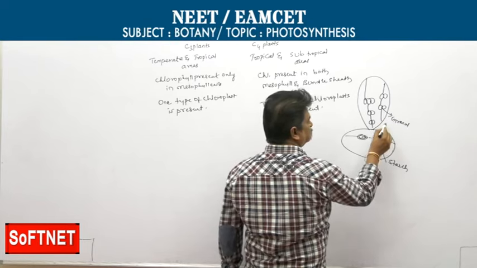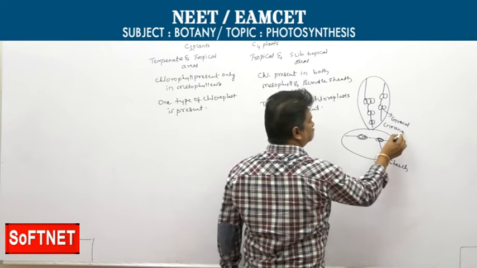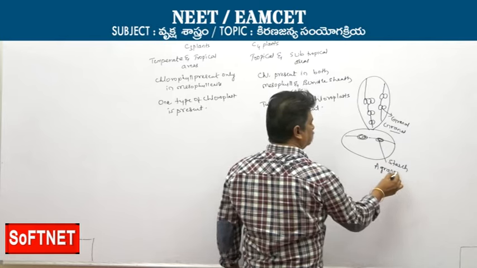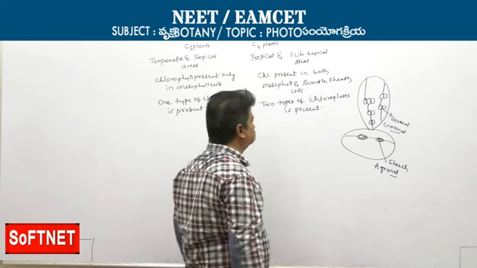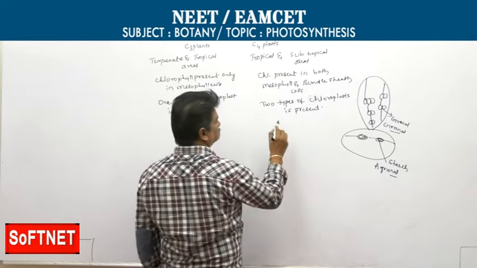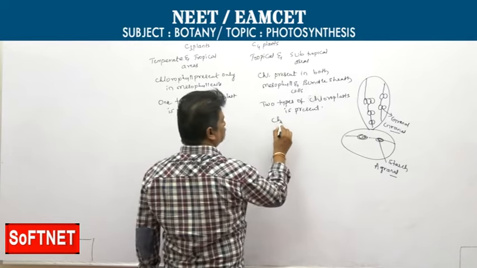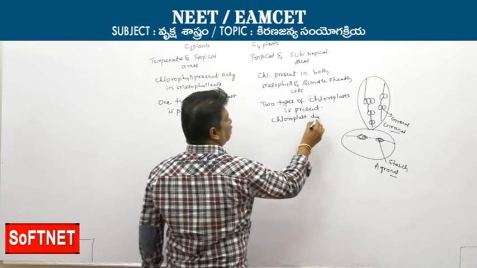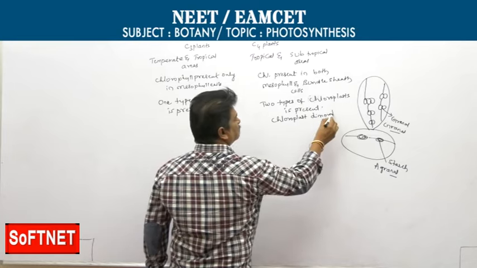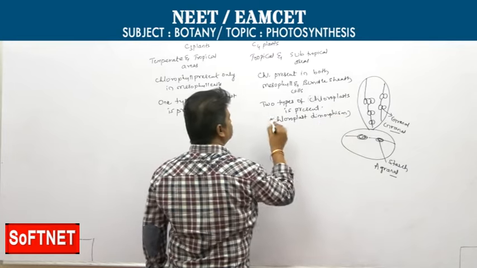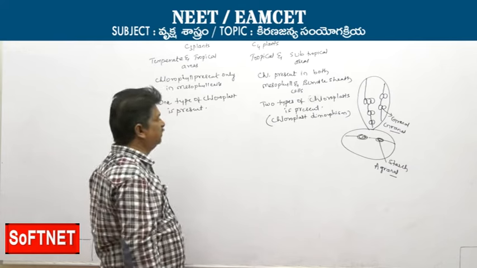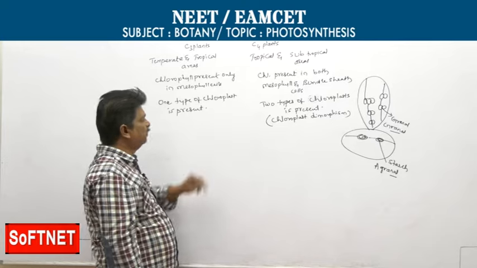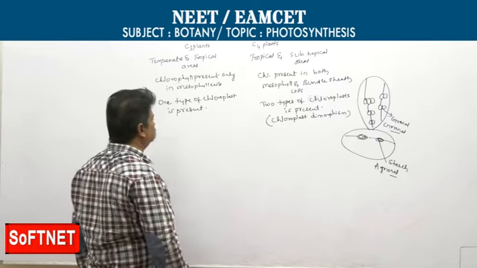So, mesophyll chloroplast is called granal and bundle sheath chloroplast is called agranal. So, rightly it is called chloroplast dimorphism. Chloroplast dimorphism is exhibited by C4 plants. C3 plants, only one type of chloroplast present.